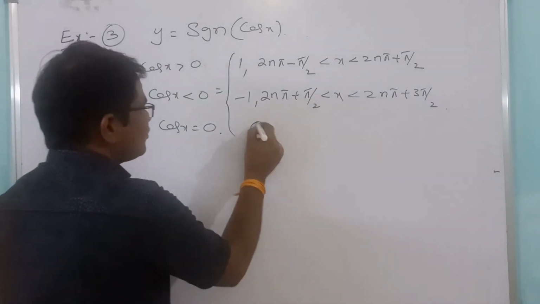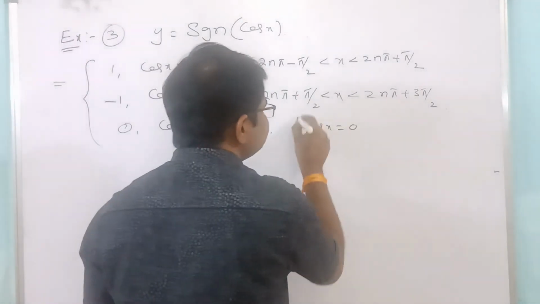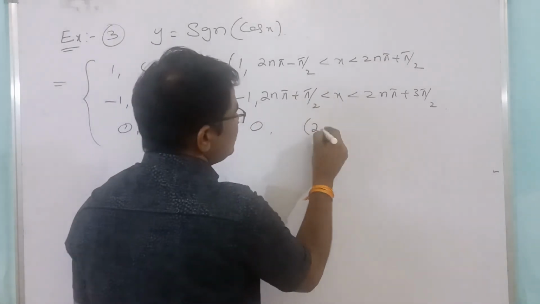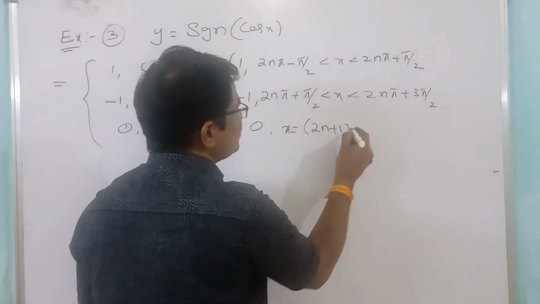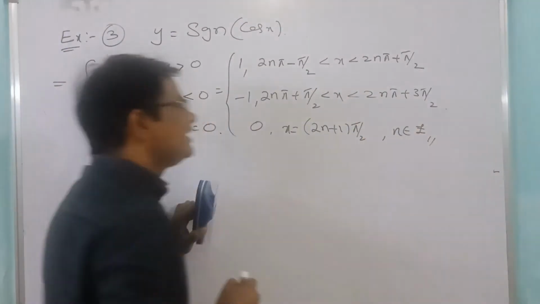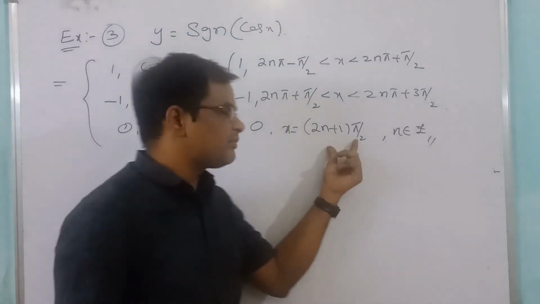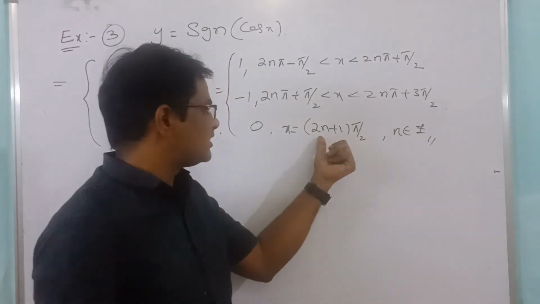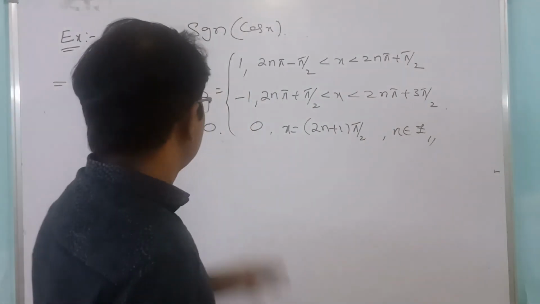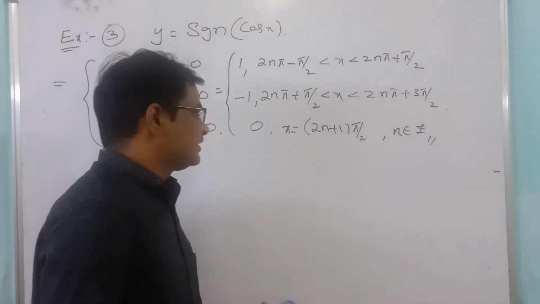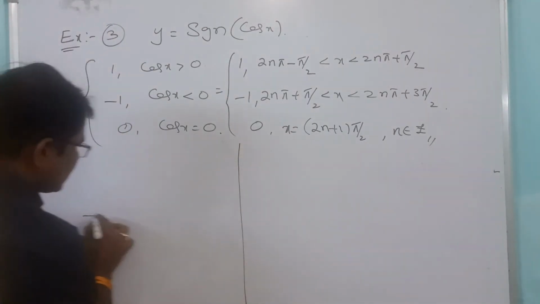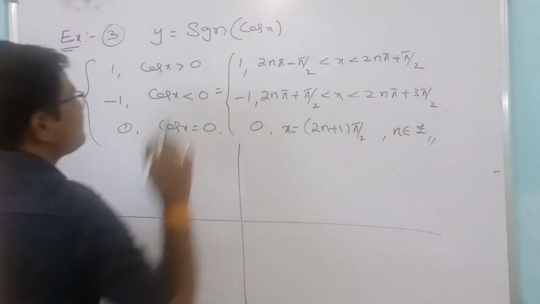Next, 0. When cos x is 0, it is at all the odd multiples of pi by 2: x equal to (2n plus 1) into pi by 2. Here n belongs to integers. N equal to 0, pi by 2, cos pi by 2 is 0. N equal to 1, 3 pi by 2, cos 3 pi by 2 is 0. Like that you will get all the points where cos x is 0. Now by using this information, how to draw the graph of signum of cos x.